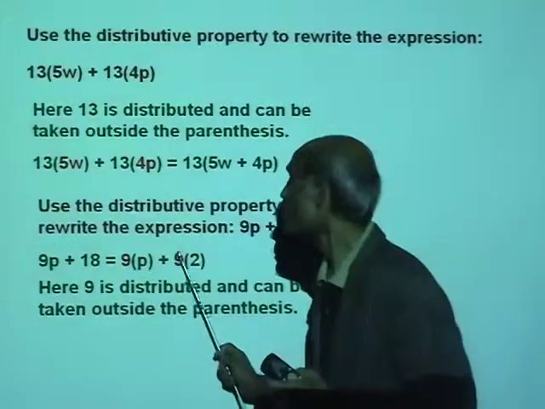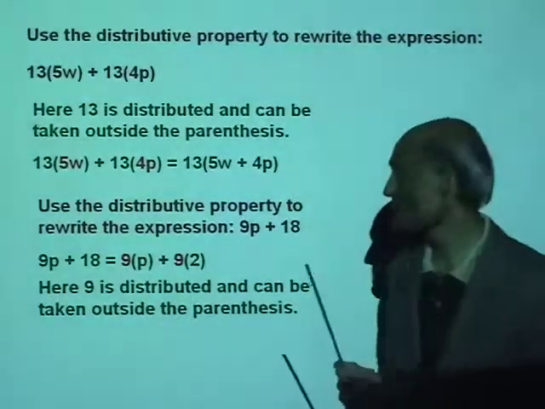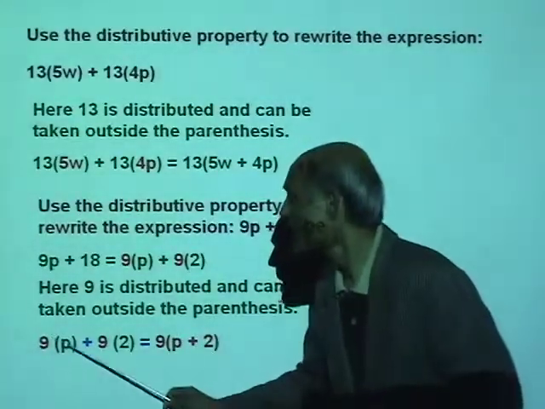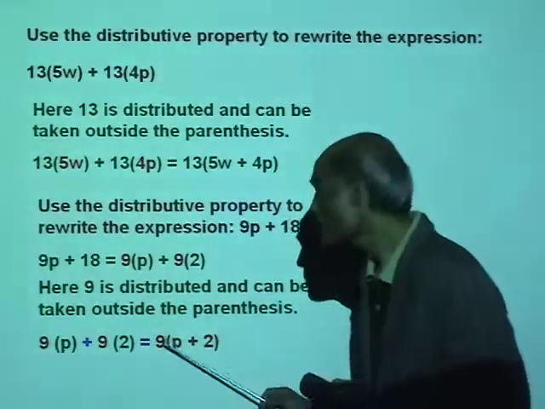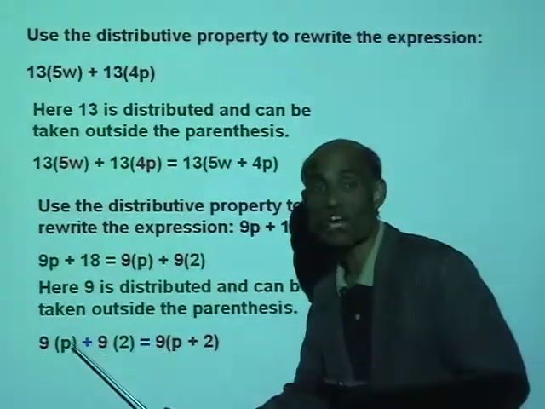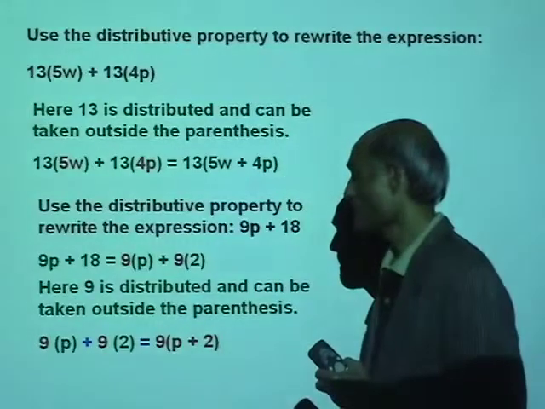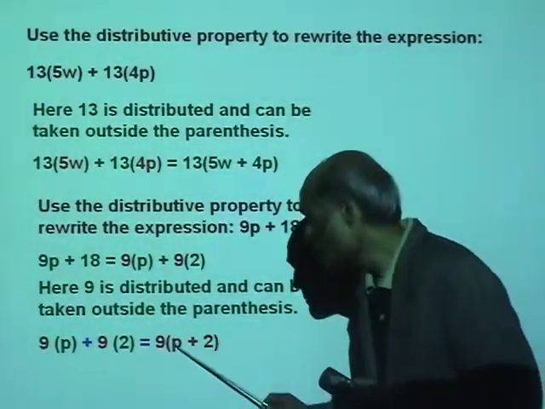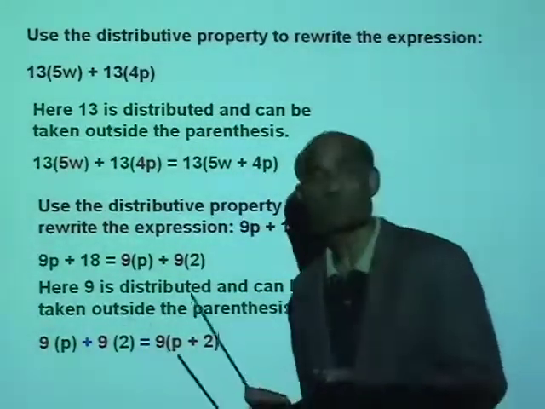So we now take out this 9 and keep it outside a parenthesis. It will now become 9 times p plus 9 times 2 equal to 9 outside the parenthesis, and inside what you have, p plus 2. If you want to go back, it will be 9 times p plus 9 times 2.